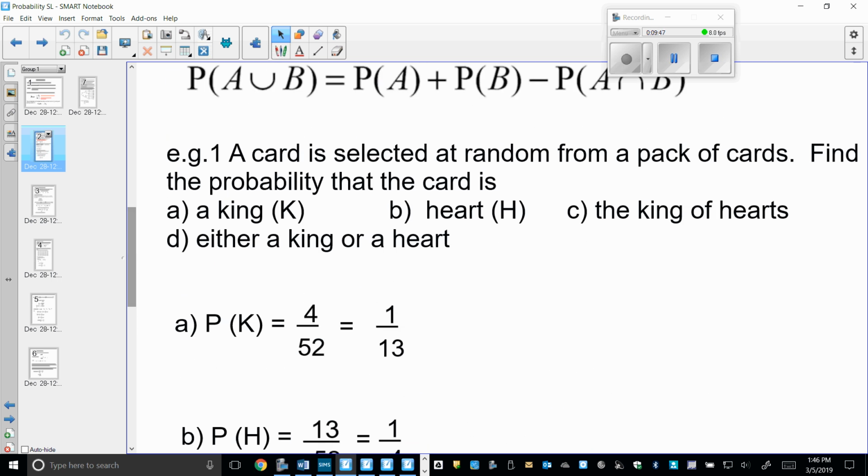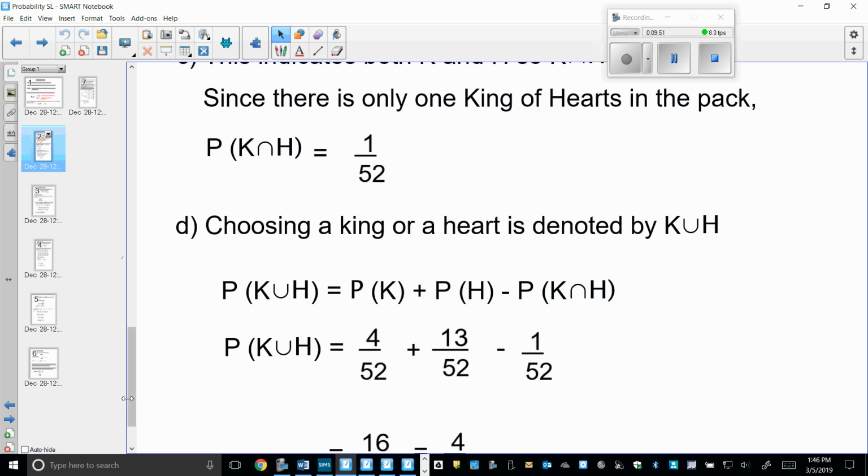And either a king or a heart. Okay, so we've got a king or a heart. So here we'd start to think about, well, a king or a heart means that we're talking about a union. Are you all happy that "or" would indicate that we're talking about the union of them? So the probability of the king we worked out, the probability of the heart we worked out, but we have to subtract the probability of it being the king of hearts. So that would be the intersection. And so that's where we would use that formula.